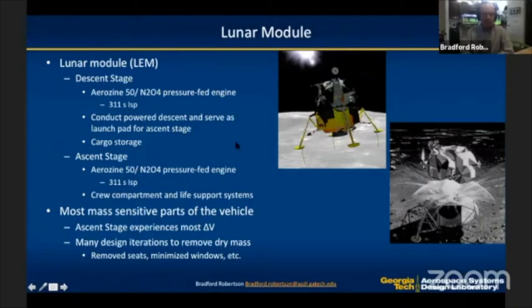Of course, the ascent stage was also the crew component, and it had all of the necessary life support systems for that. And by far, the ascent module was the most mass sensitive part of the vehicle, right? That's the part that experiences the most Delta V. So that's getting pushed around the most, that's getting launched, that's going to TLI, that's descending to the lunar surface. And then that's also going back up to low lunar orbit. And so it was very interesting how they designed that. The original concepts had seats and larger windows, and they had to get rid of the maximum amount of mass in order to get that to work.